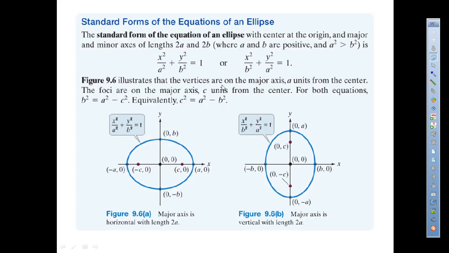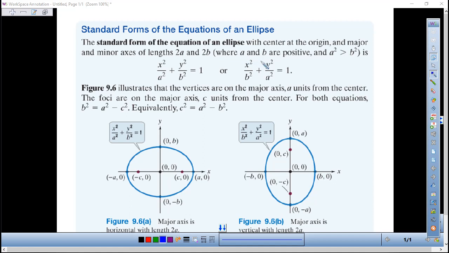Now, the standard forms for the equations of an ellipse, and you're going to need to know these, are not going to be given to you. The standard form of an equation of an ellipse with center at the origin and major and minor axes of length 2a and 2b, where a and b are positive and a squared is greater than b squared, is these two things right here. Now notice that there's a plus in between, so it doesn't matter what order these are in. The thing you've got to focus on is right here: a squared is greater than b squared.